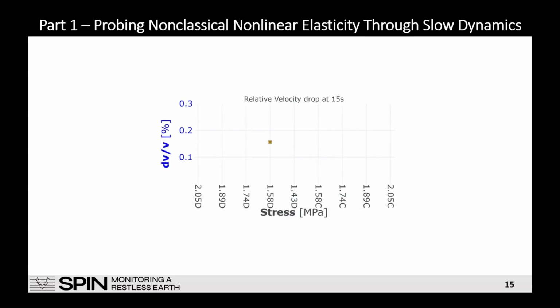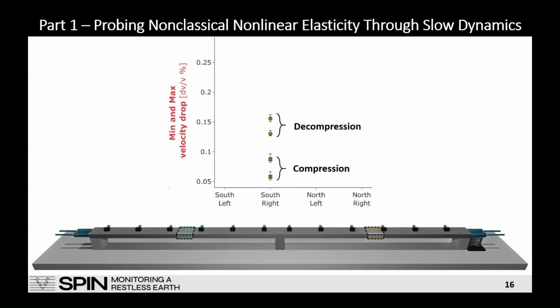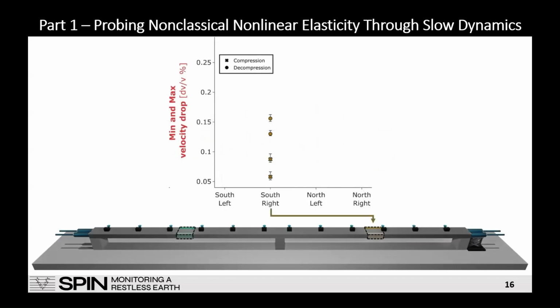And this is in the vertical axis, the relative velocity change. Again, we have measurements at 8 different compressive forces. This is the way it looks like. But to make sense of this data, we only consider the minimum and maximum observed in the decompression and the minimum and maximum observed in the compressive force. This is the way it looks like for the south right side, which is exactly here.